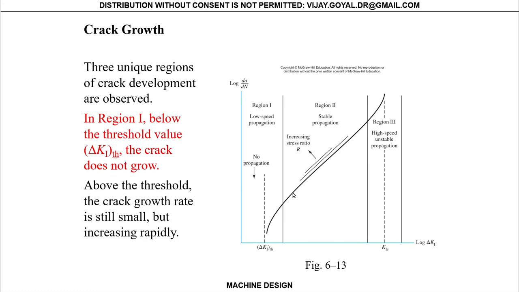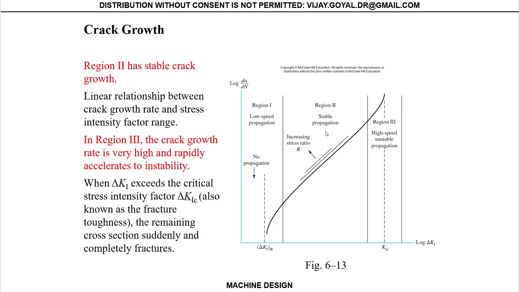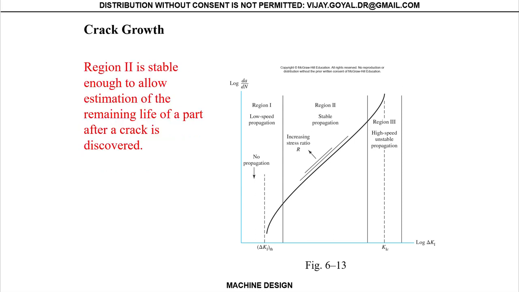In region 1, the crack does not necessarily grow unless I start increasing my speed. Then in region 2, as I just explained to you, it stays constant and stable. And region 3 basically fails. So this is region 2 that's stable, and this is where we would like your crack to stay. Because if it stays here, there's a way I can stop it from growing.